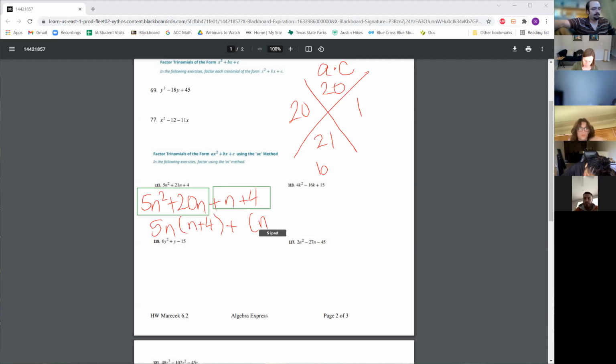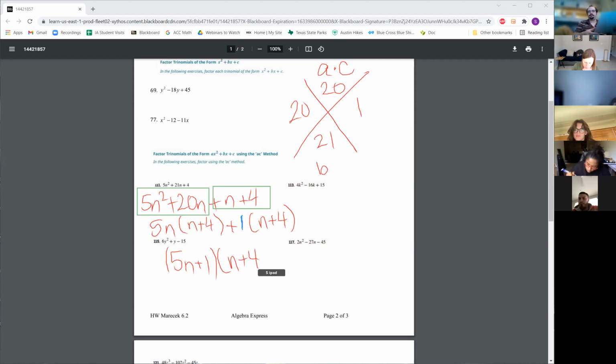So I guess there would be a 1 for the other. Yep. This is something I talked to somebody else about today. If it bothers you that there's no number there, just put a 1 so that when you write your answer, you remember to put the 1. It's not required, but it helps. Okay. And then what? It'd be 5n plus 1 in parentheses and then n plus 4 in parentheses, right? Yep. There you go.